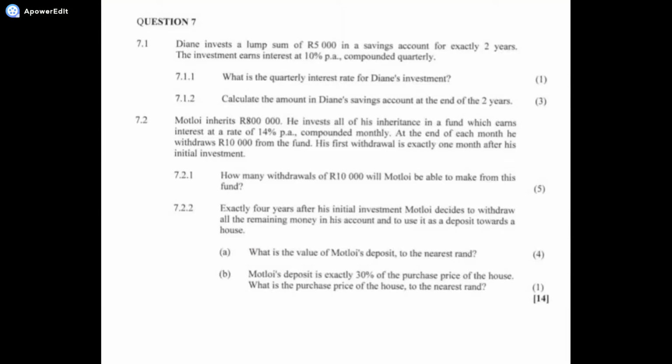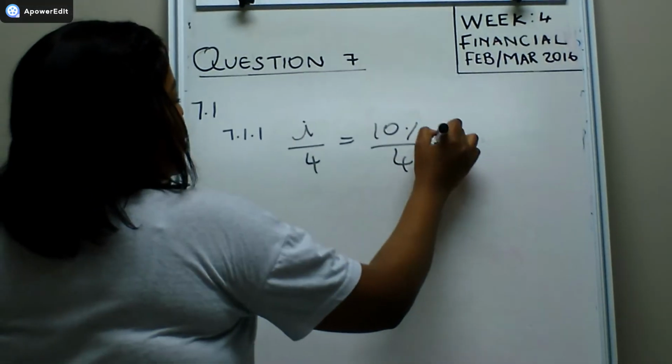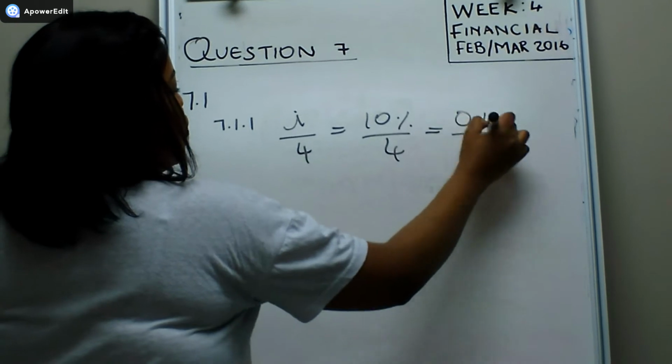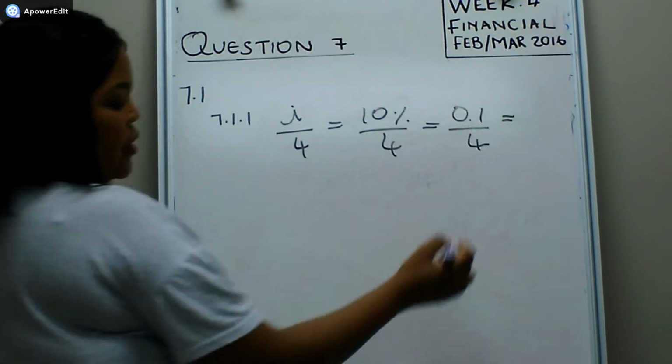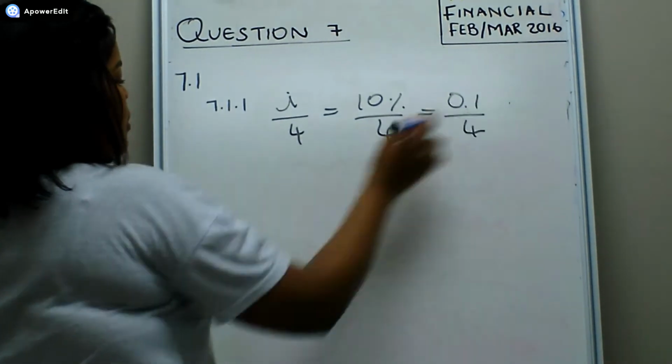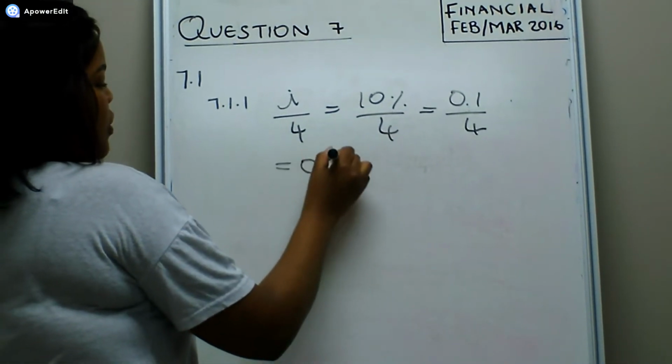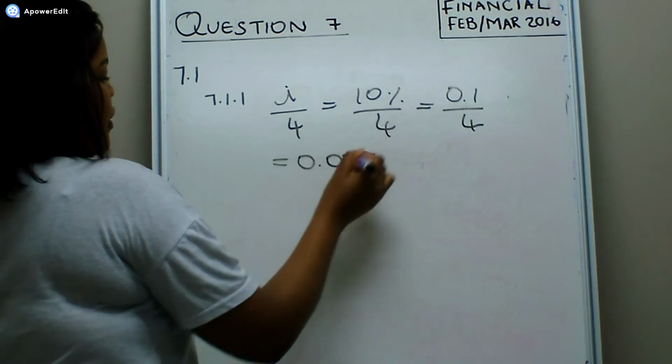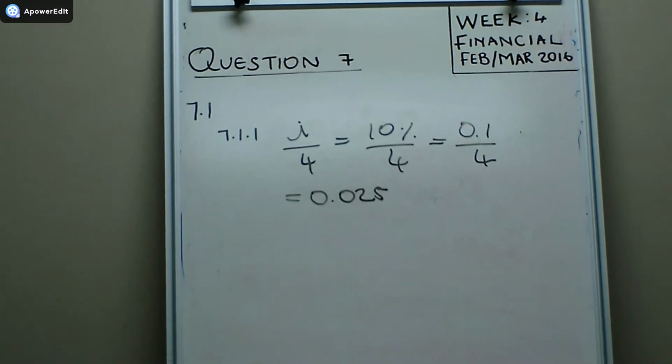The paper was extracted from the February-March 2016, and we're doing question 7. 7.1.1, we're asked to calculate i, that is the interest rate, quarterly. So you divide your i by 4, which is for quarterly, since we know there are 4 quarters in a year, and the 10% we're given, so it's 0.1 over 4, and then you get your answer as 0.025.